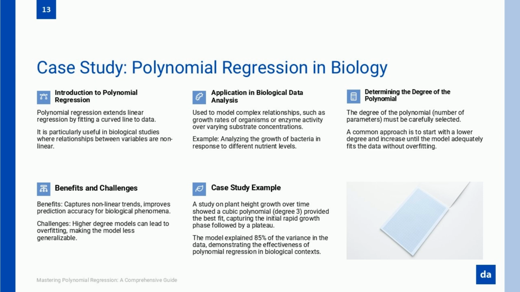Cross-validation techniques are often used to test different polynomial degrees and ensure the model generalizes well to new biological data. In pharmacological studies, regularization methods like Lasso regression are also used to reduce unnecessary complexity and focus on the most important variables. Another challenge in biological modeling is dealing with noisy data. Biological systems are influenced by numerous environmental and genetic factors, leading to variability in measurements.